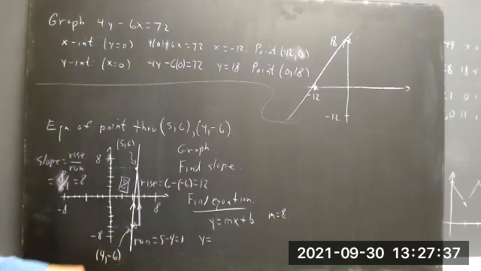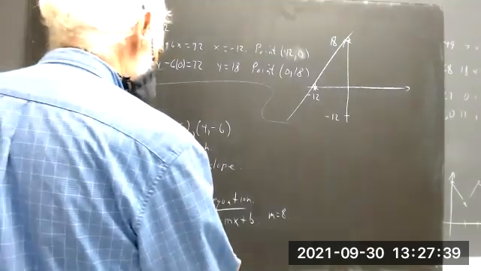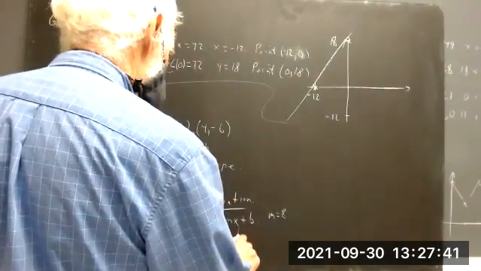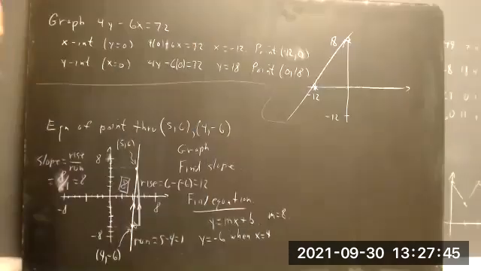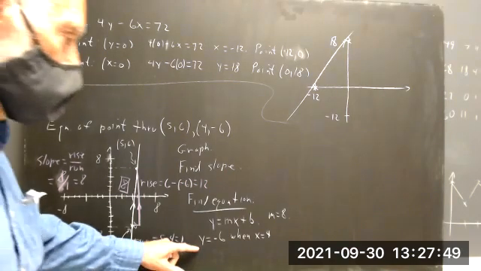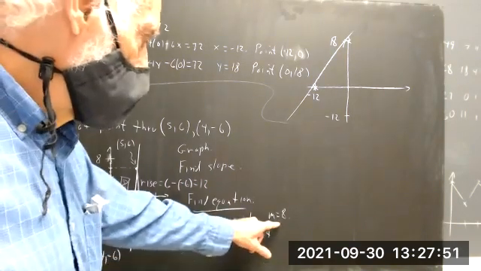the point 4, negative 6. y equals negative 6, and x equals 4. So you look at this now. We've got a value of y, a value of x, and a value of m.